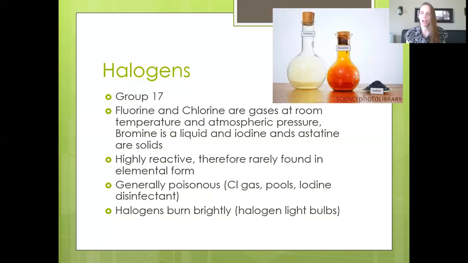So can bromine. Some places actually use bromine in their pools instead of chlorine because it doesn't smell the same way. And halogens tend to burn very brightly, though not colorfully the way the alkaline earth metals do. They're just very bright. Think of a halogen light bulb.